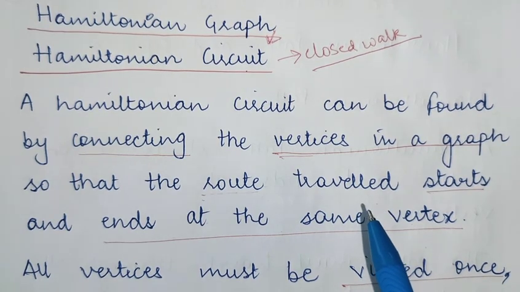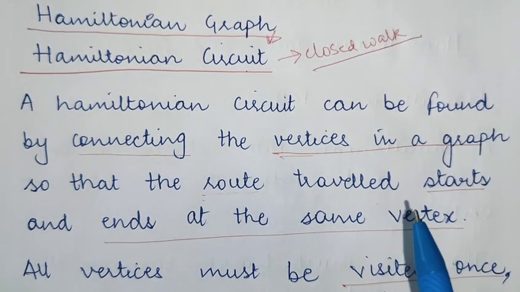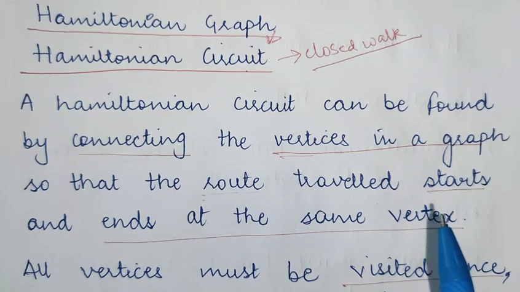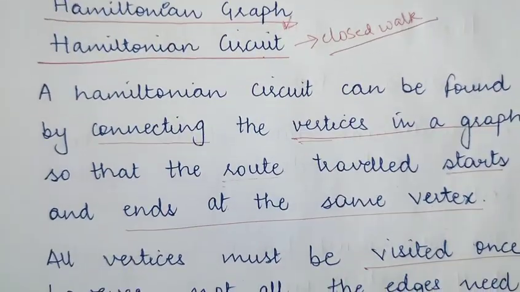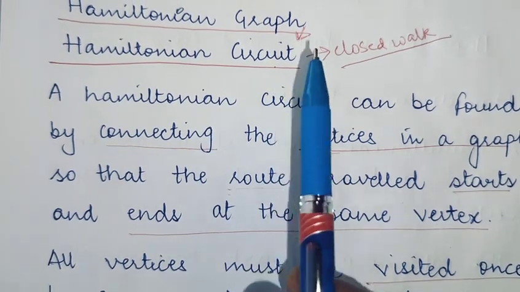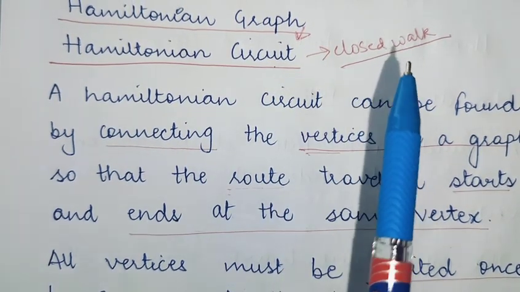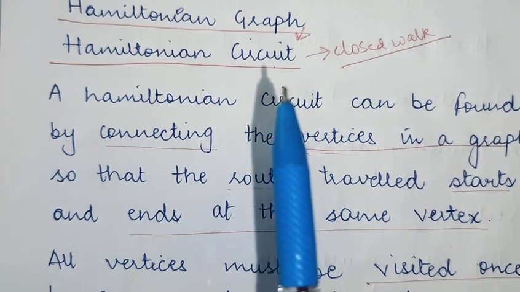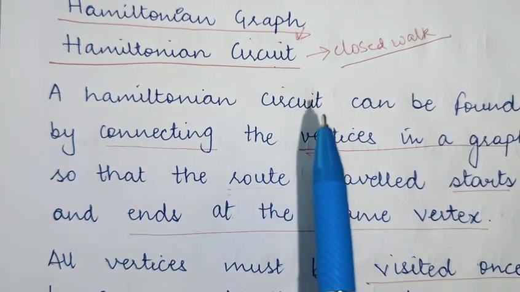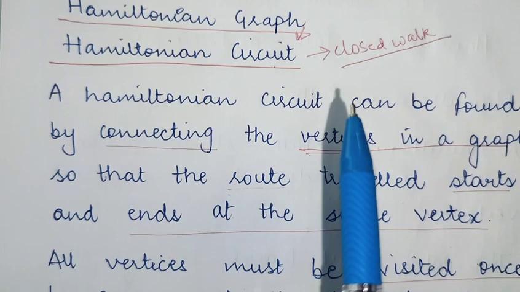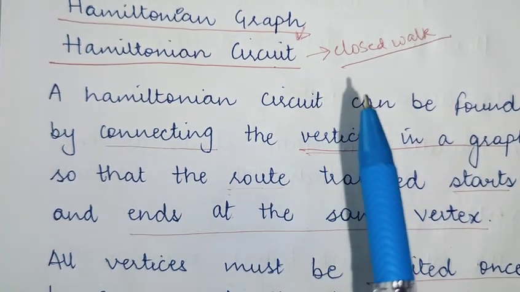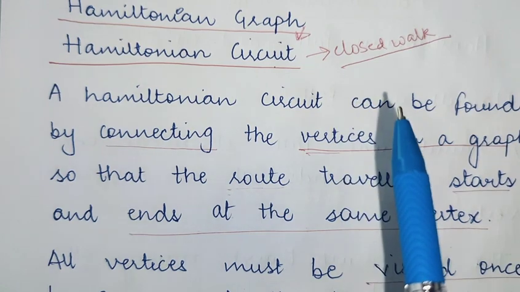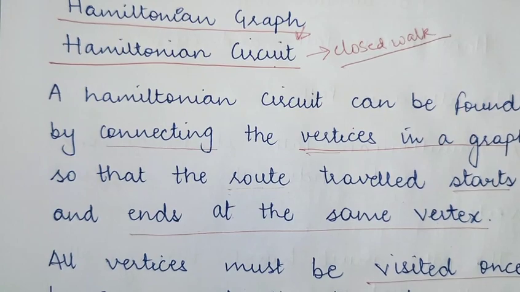So in a Hamiltonian circuit, the starting and ending vertex are always the same. Why? Because the name itself contains "circuit." I said Hamiltonian circuit, and you know that a circuit is always a closed walk, and a closed walk is a walk in which the initial and final vertices are the same. So when I say Hamiltonian circuit, it is quite obvious that it will have a walk in which the starting and ending vertices are always the same. So no doubt about that.